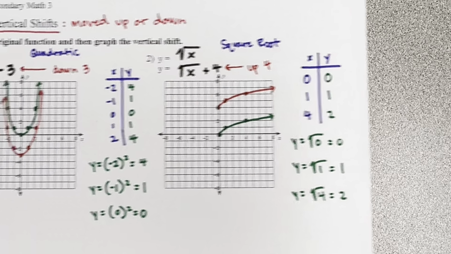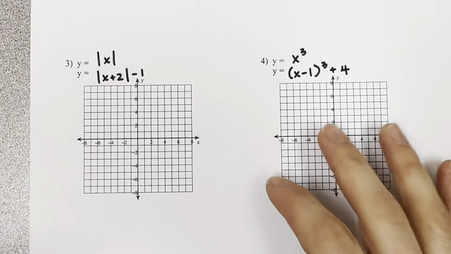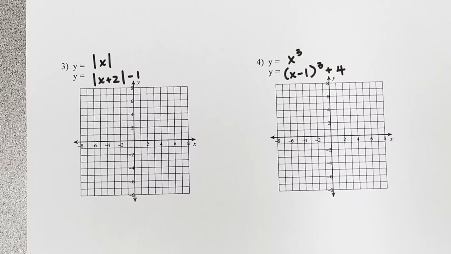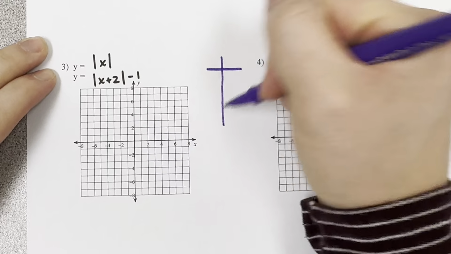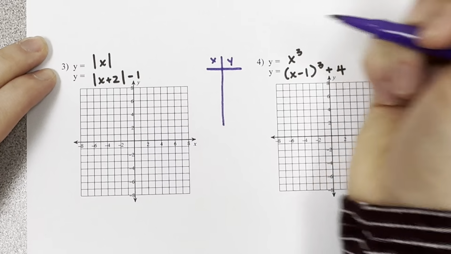Fantastic. All right. Okay. Now I have number 3. So let's go ahead and just start with our parent function. We are going to take it up a notch with this one a little bit. But we're going to start just with our parent function, do our t-chart.